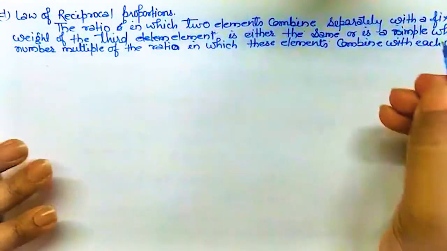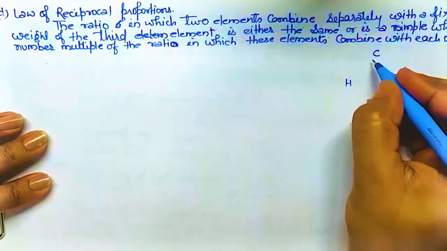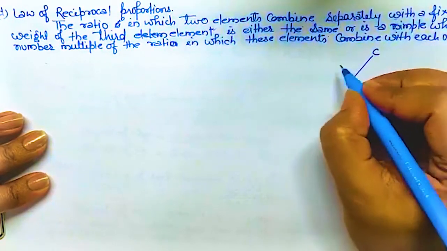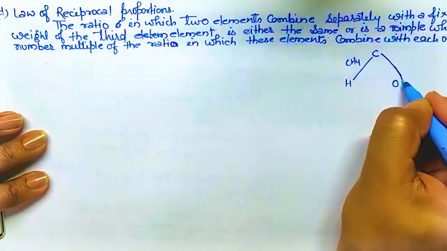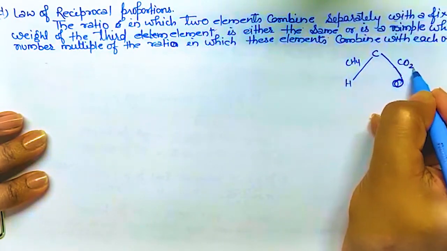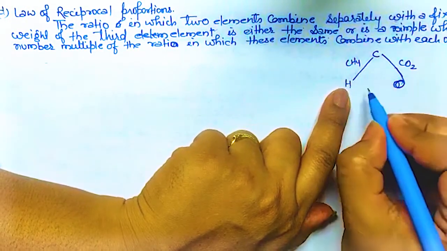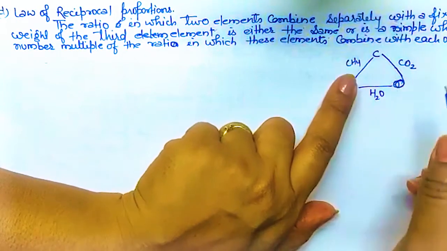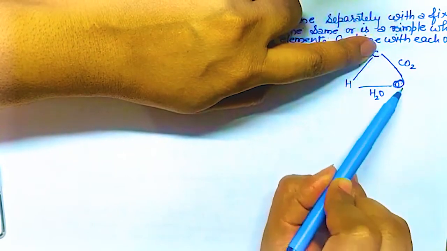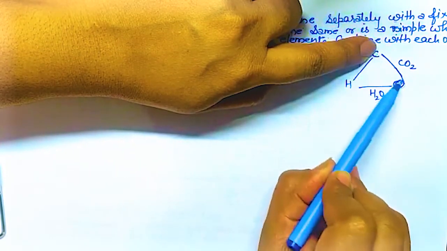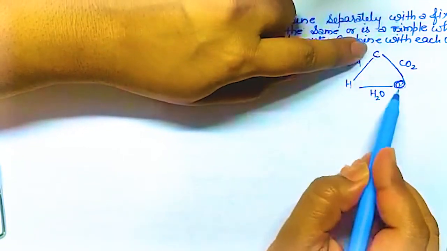How? Let's explain with this example. Suppose I am taking carbon, hydrogen and oxygen. When carbon and hydrogen combine with each other, it forms methane, isn't it? When carbon and oxygen combine, it forms carbon dioxide. Hydrogen and oxygen combine to form water. Here carbon and oxygen are the two different elements combining separately with hydrogen. This is CH4 and this is H2O.